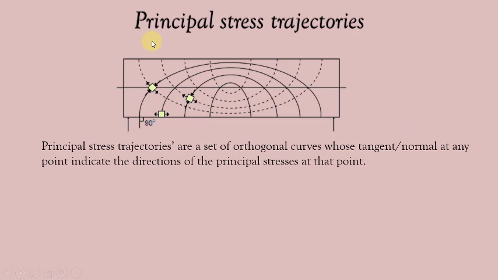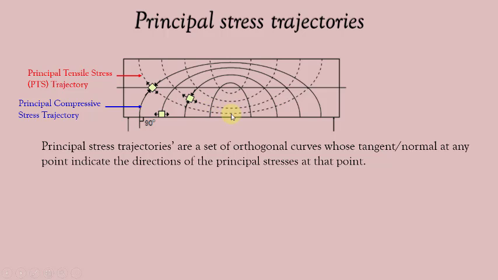We can plot principal stress trajectories, which are a set of orthogonal curves whose tangent or normal at any point indicate the principal stress directions. The dotted line shown here indicates principal tensile stress trajectories and is like a catenary curve or a suspended chain, while the principal compressive stress trajectory takes the form of an arch as shown.